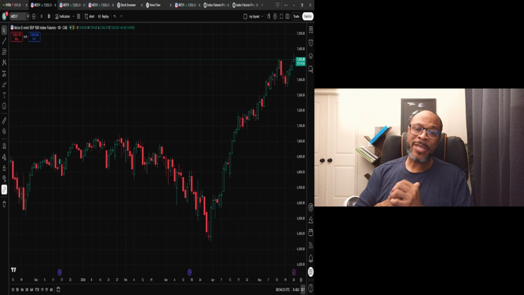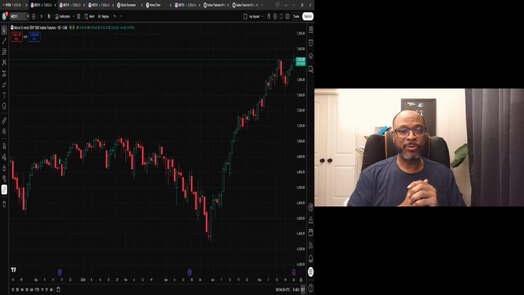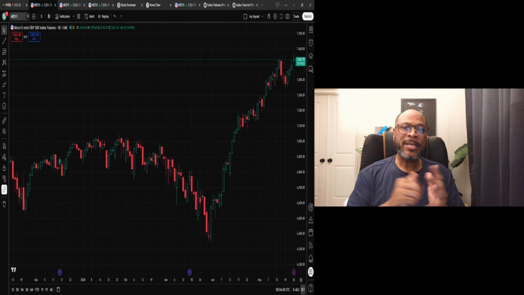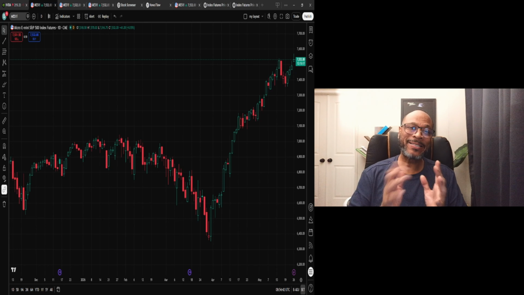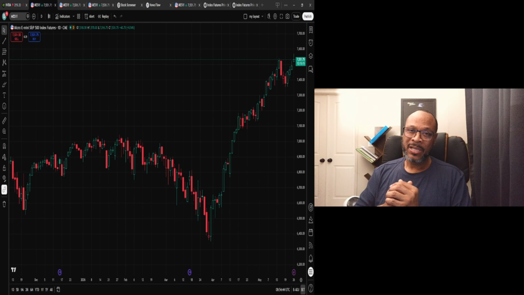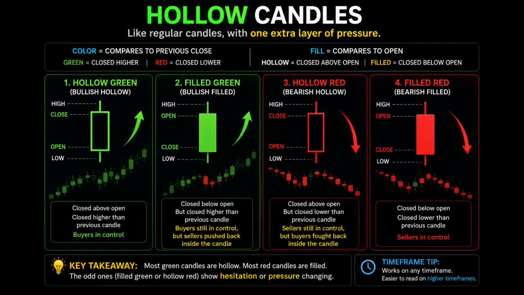Now that we got volume candles out of the way, let's get into hollow candles. Most green candles will be hollow and most red candles will be solid. The ones I pay attention to are the oddballs: solid green candles and hollow red candles. They signify pressure building. Let's check out the candles.